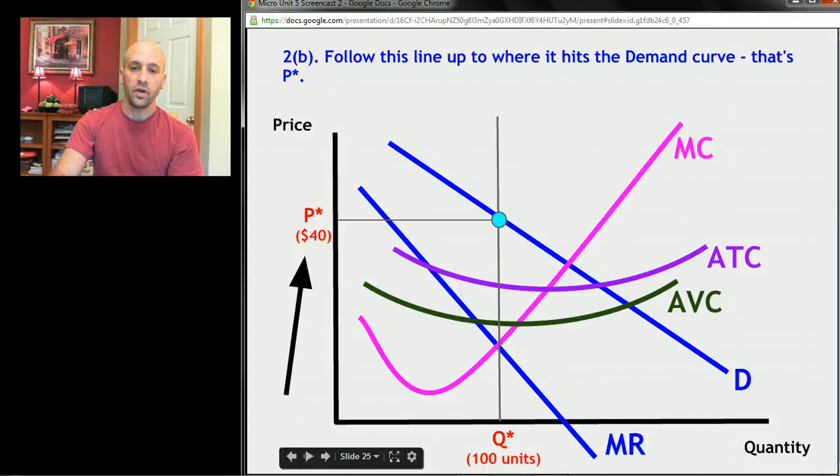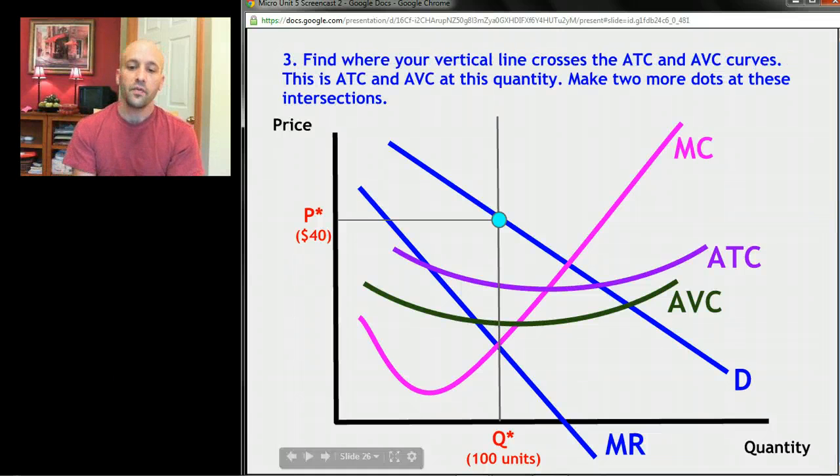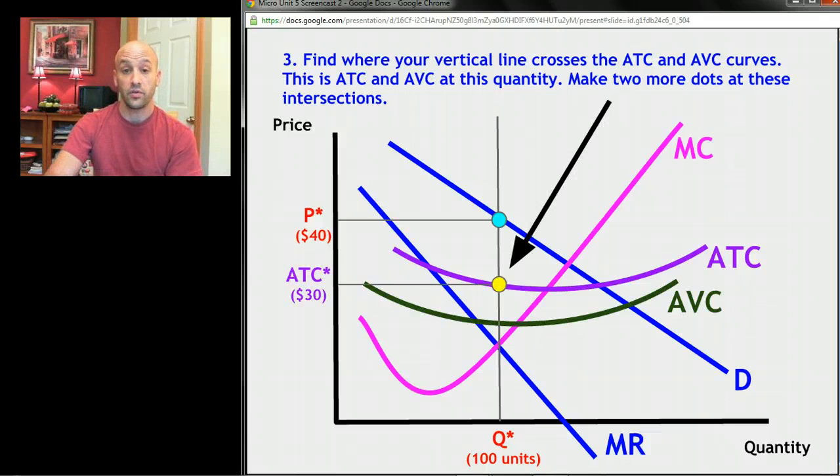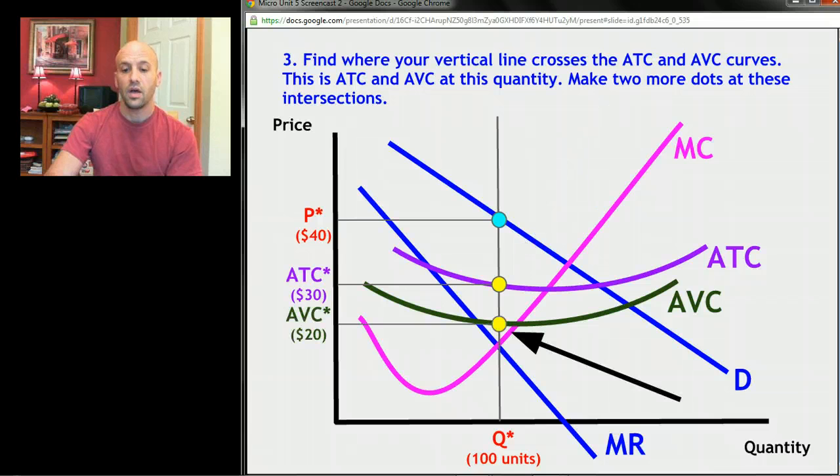All right, moving along. Step 3, find where your vertical line crosses the average total cost curve and the average variable cost curve. That's average total cost and average variable cost at the profit maximizing quantity. And just like in perfect competition, we're going to make another couple dots. Right there, that's average total cost. And right there, that's average variable cost. Again, we're using that reference line and finding where that reference line crosses those curves to find ATC and AVC at Q star.